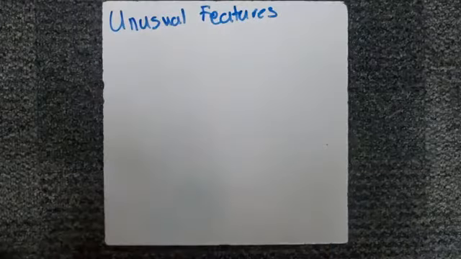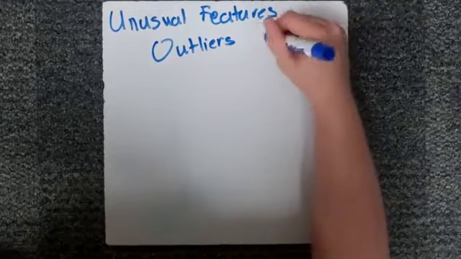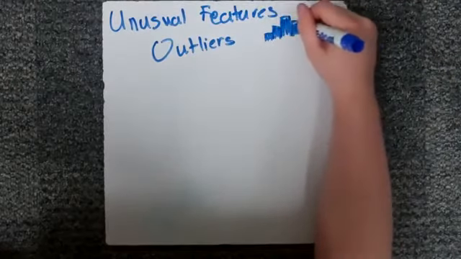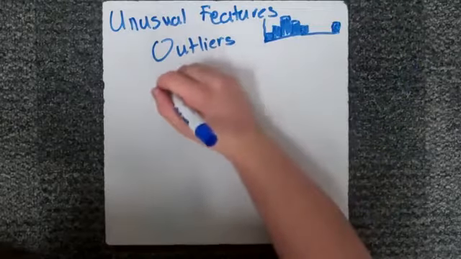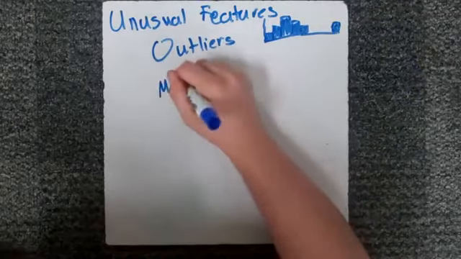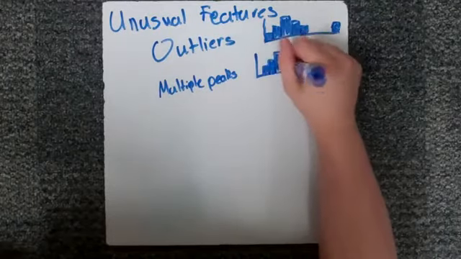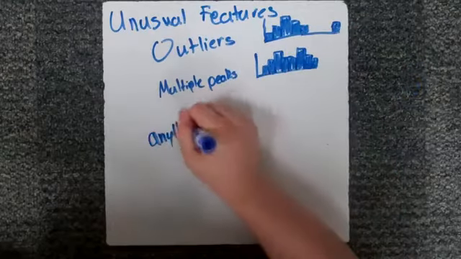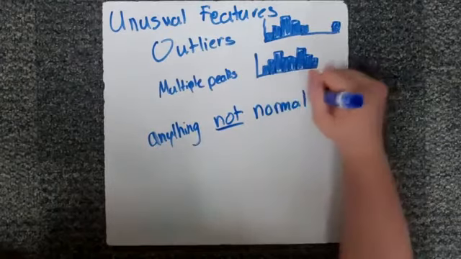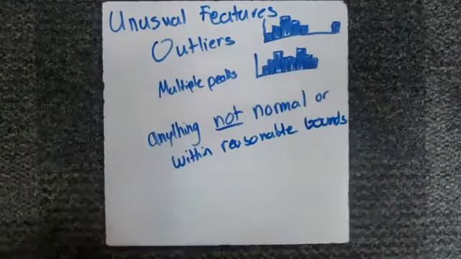Next is unusual features. Unusual features includes outliers, terms that are very far away from your distribution, like shown in this graph. Unusual features also includes multiple peaks in your distribution, like shown in this picture here, and anything else that's not normal or within reasonable bounds. So you can be approximately normal, and that wouldn't be an unusual feature.